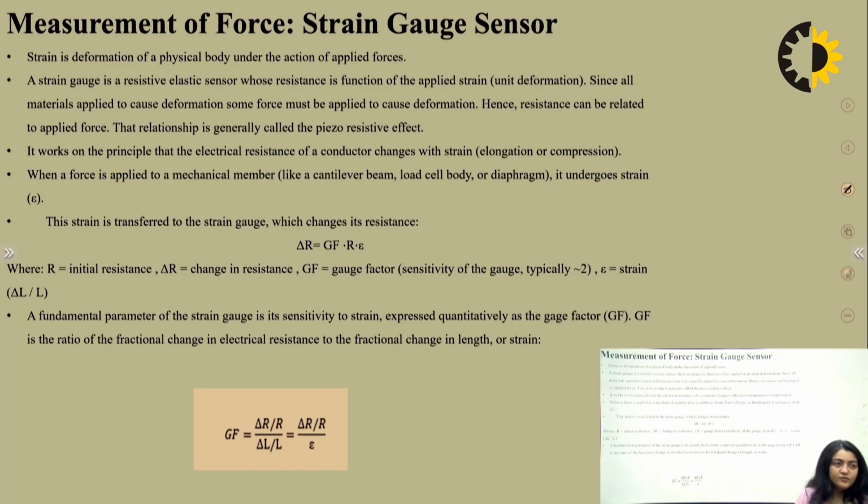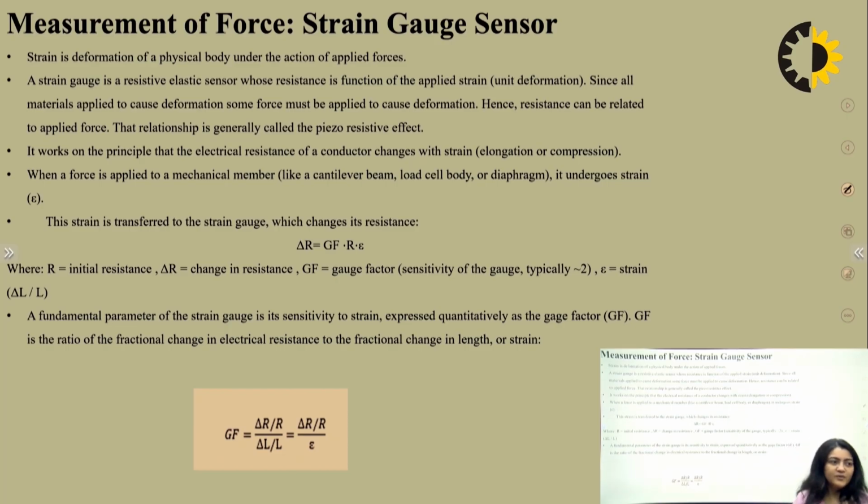When force is applied to a mechanical member like a cantilever beam, load cell body or diaphragm, it undergoes strain. This strain is transferred to the strain gauge, which changes its resistance. So delta R, that is the change in resistance, is equal to the gauge factor times the resistance times the strain. Where R is the initial resistance, delta R is the change in resistance, GF is the gauge factor, the sensitivity of the gauge, typically 2, and epsilon is the strain. So strain is equal to delta L by L.